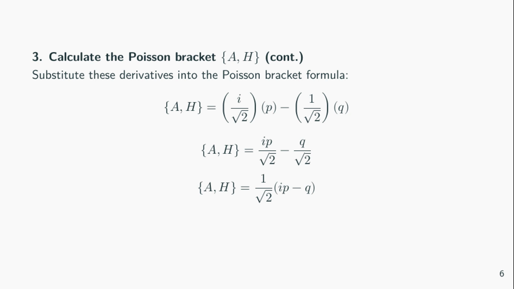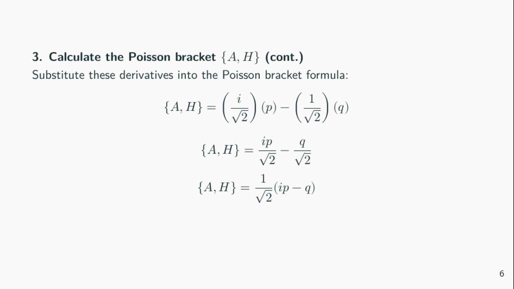Now we substitute these derivatives back into the Poisson bracket formula. The Poisson bracket {A, H} equals the partial derivative of A with respect to Q, which is iota over the square root of 2, times the partial derivative of H with respect to P, which is P, minus the partial derivative of A with respect to P, which is 1 over the square root of 2, times the partial derivative of H with respect to Q, which is Q. Writing that out, we get iota over the square root of 2 times P minus 1 over the square root of 2 times Q.